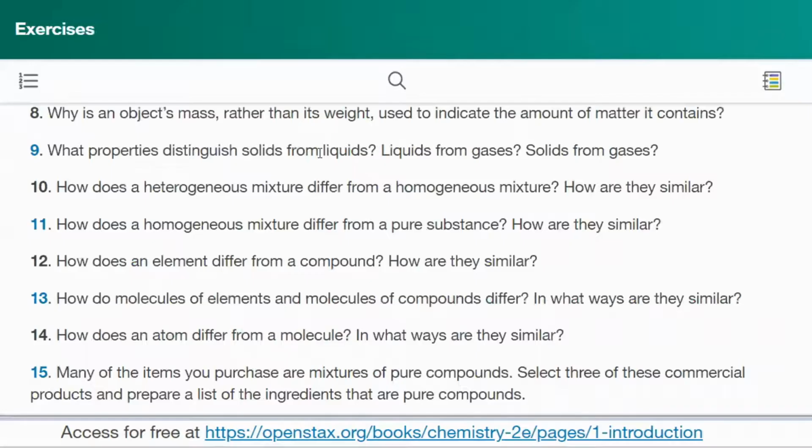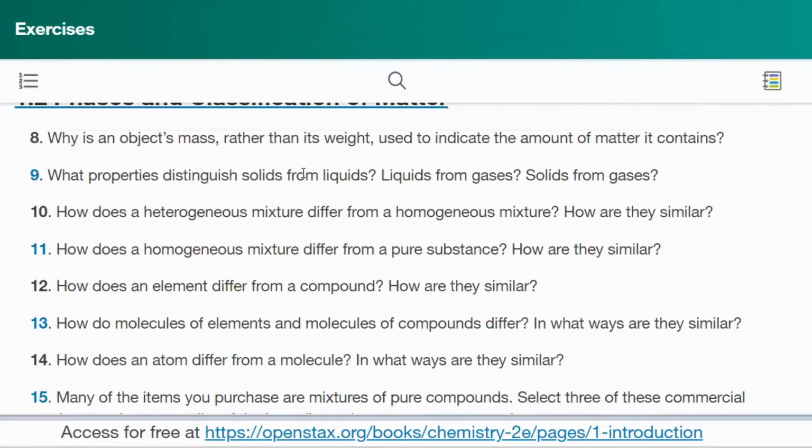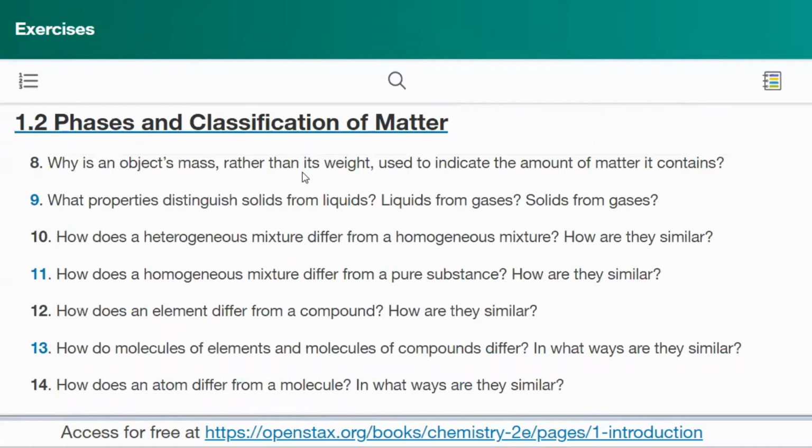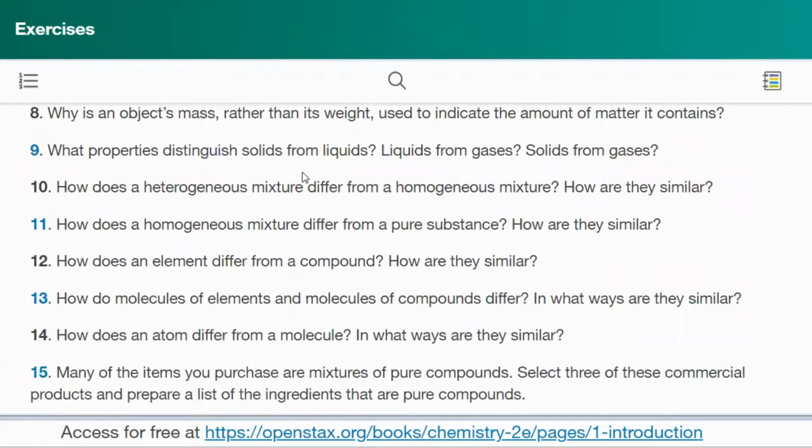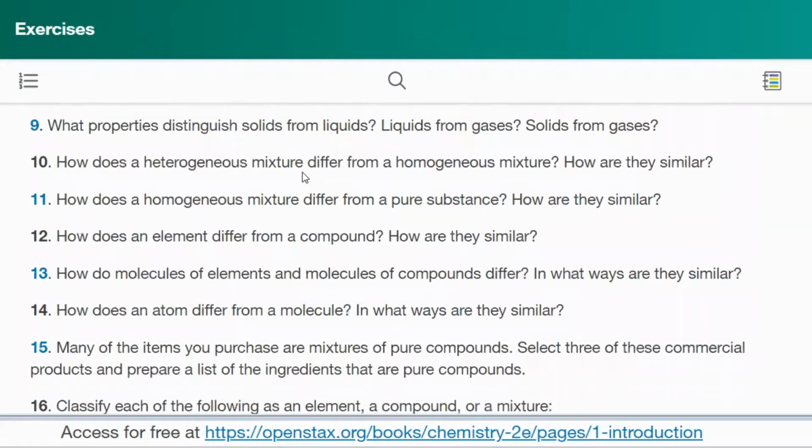With that, let's dive into the homework exercises for section 1.2. I'm going to do the odd numbered ones for the phases and classification of matter, and there are several of these exercises. So, question 9. What properties distinguish solids from liquids, liquids from gases, solids from gases?